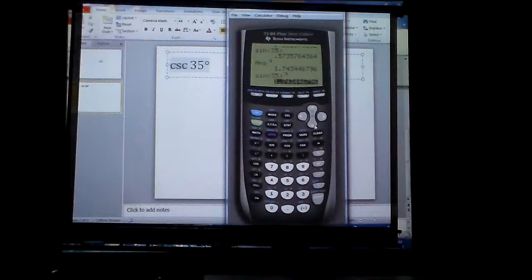And the answer to the cosecant of 35 degrees is 1.743. And you can see it right there. Either one of those two methods will work. I would recommend getting the sine first and then doing the x negative 1. That way you make sure you haven't messed up on your problem.